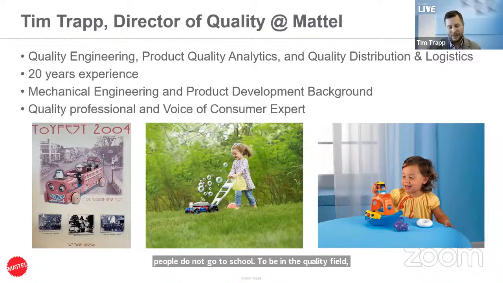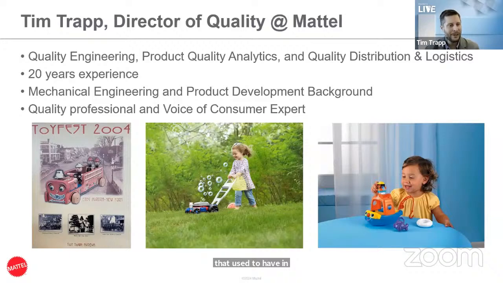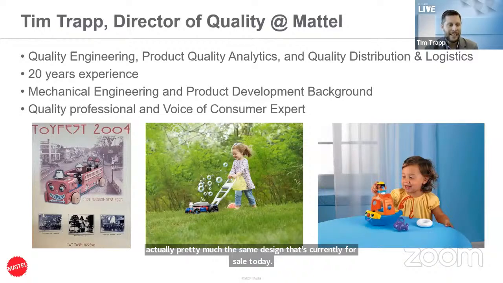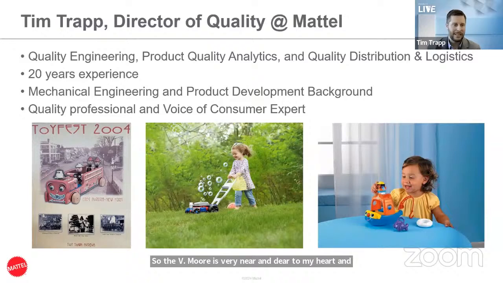And funny thing too, that poster is from a parade that used to be in town every year called Toy Fest. So 2004 is when I started. And there's a very old toy. That toy is from well beyond 2004. The first product I worked on for Mattel was the bubble mower, which is actually pretty much the same design that's currently for sale today. So the bubble mower is very near and dear to my heart. And the science of a 1-year-old blowing bubbles is quite astounding.